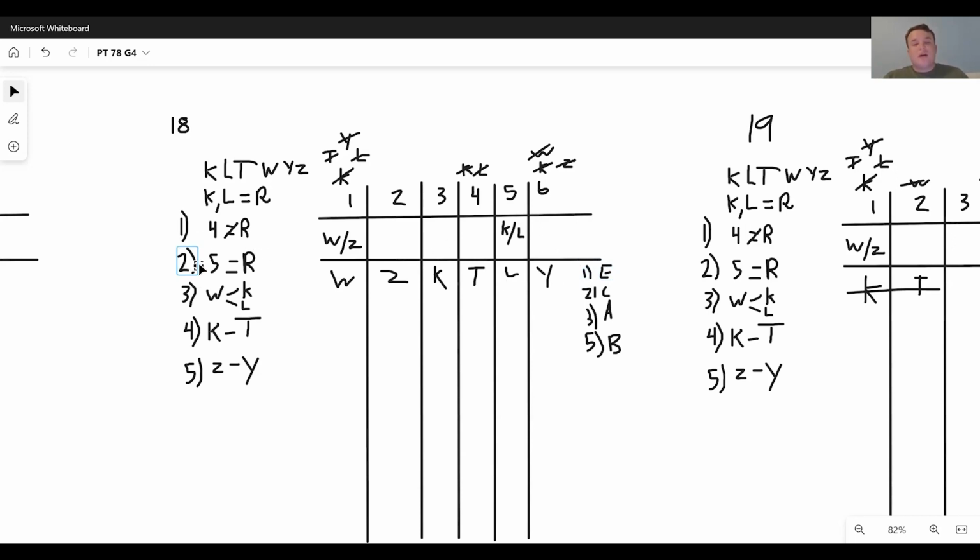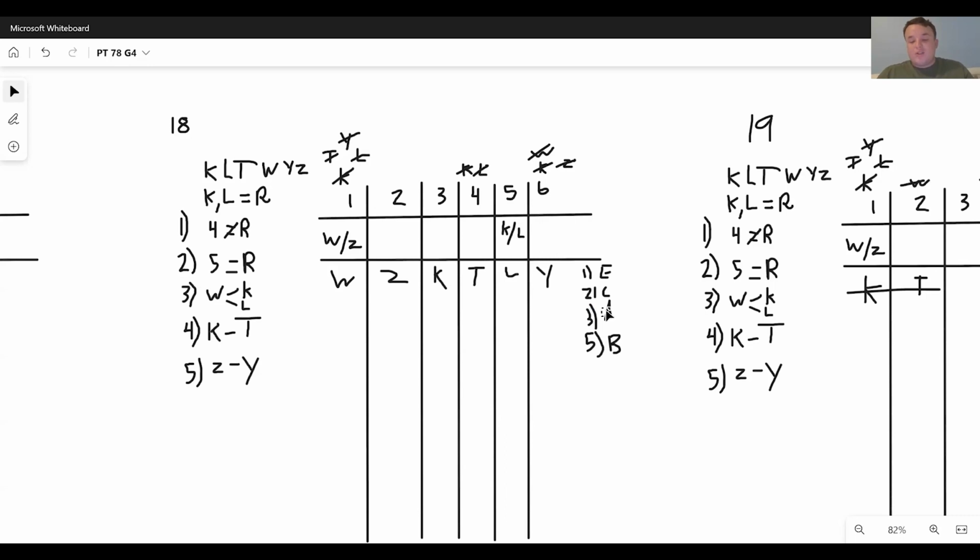Next, we go to rule 2 and see, okay, we know 5th has to be K or L. So I go through the answer choices and see, okay, in C, K and L are not in that 5th spot, it's T. So we can eliminate C. We go through the rest and see they all uphold this rule. Next, rule 3 says W has to come before K and L.